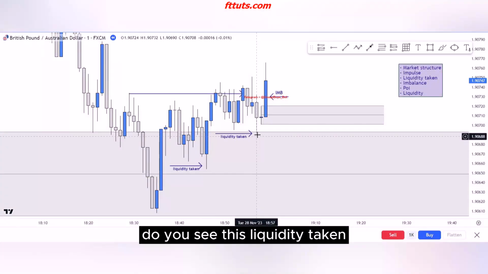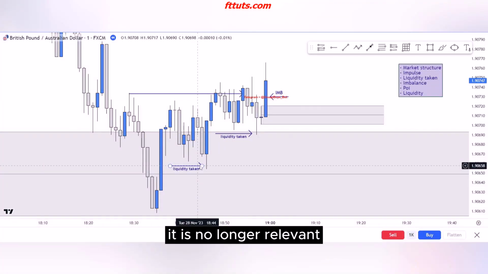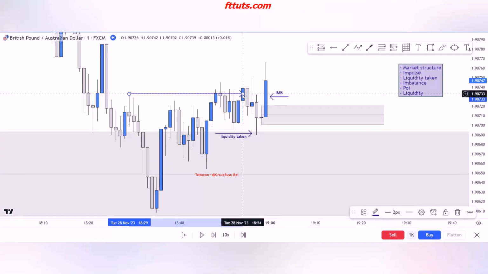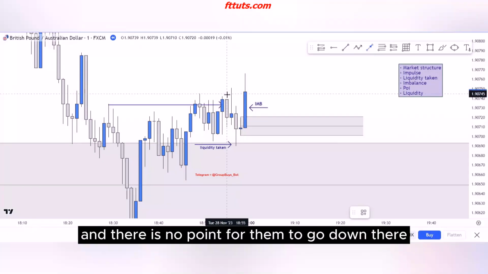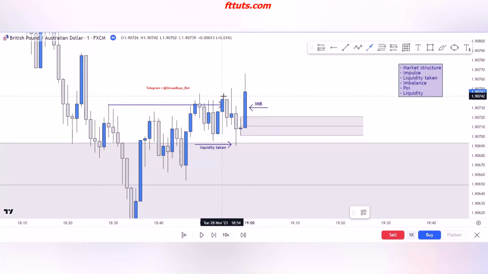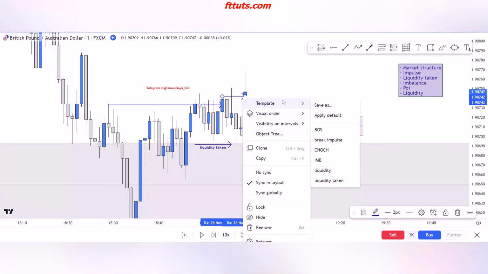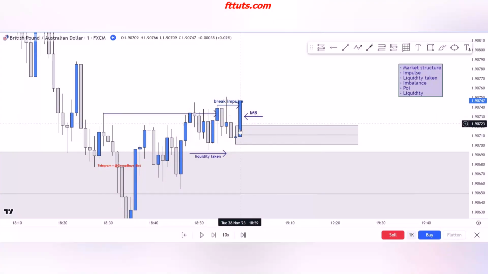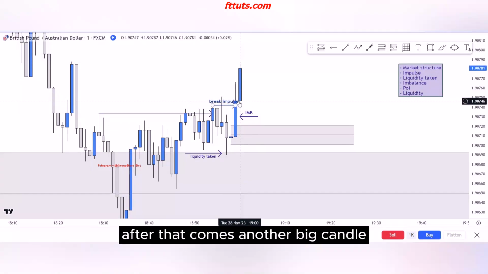Do you see this liquidity taken? As soon as it is followed by the new liquidity taken, it is no longer relevant. The buyers are showing us that they are in control right now, and there is no point for them to go down there because they already took the liquidity. The break impulse is very clear. You can see this big candle. After that comes another big candle.